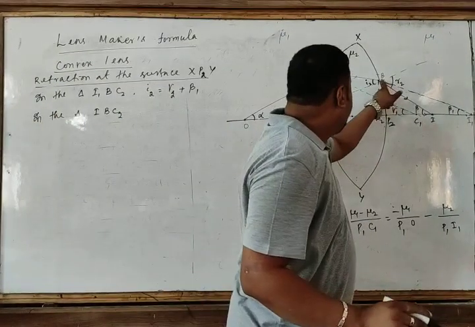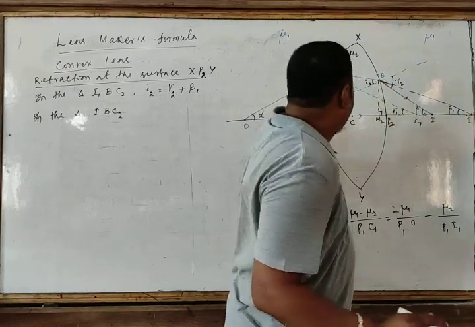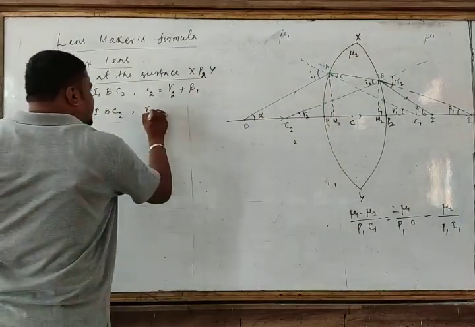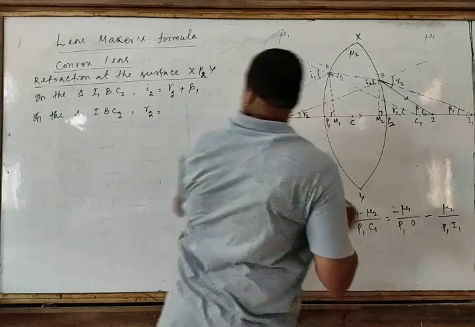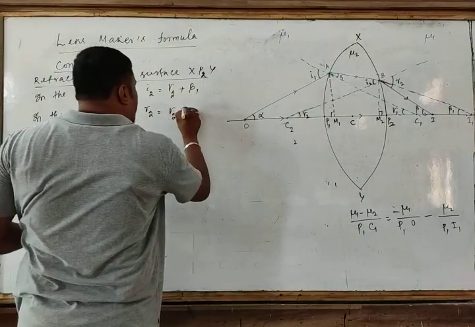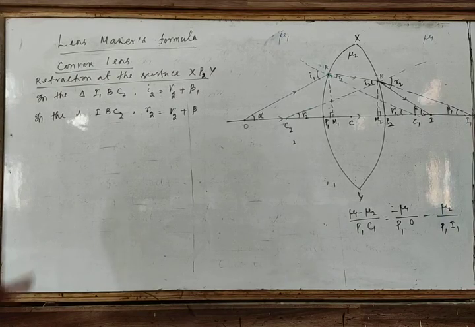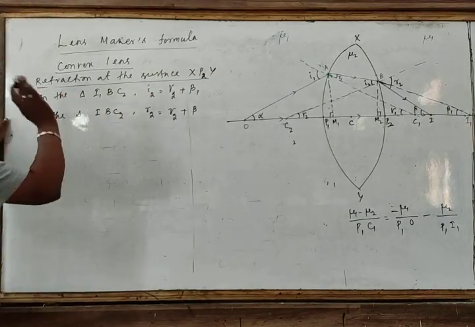In the next triangle I B C2, what is the extra angle? R2. R2 is equal to gamma 2 plus beta. Okay? Then, after getting that, I want you to write all these things again.